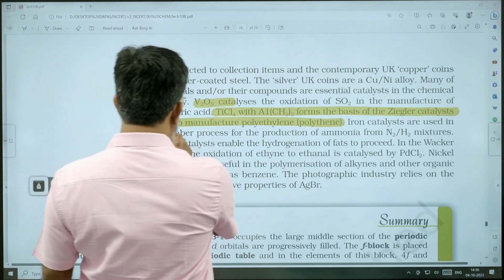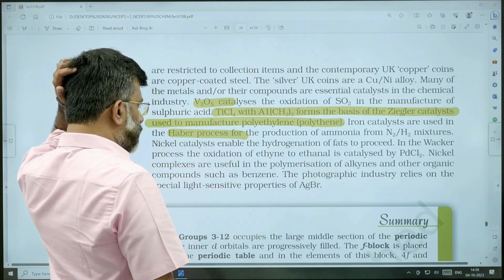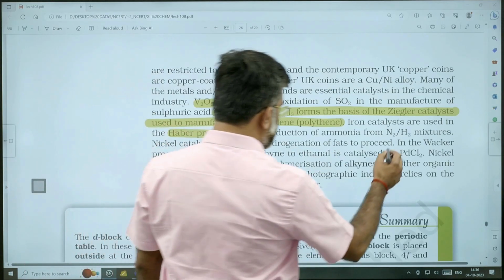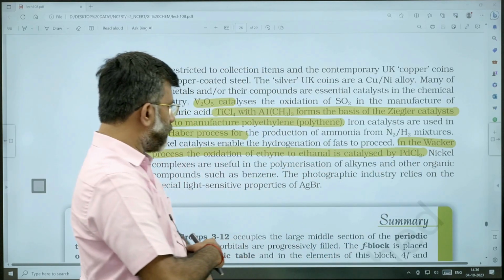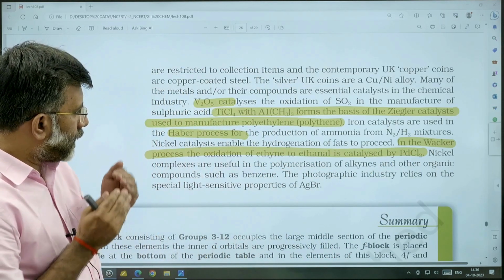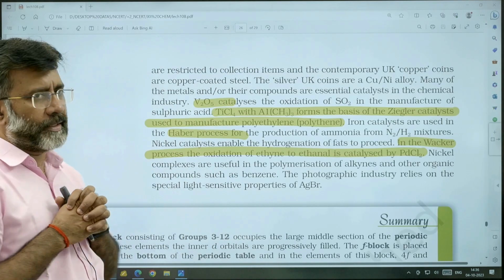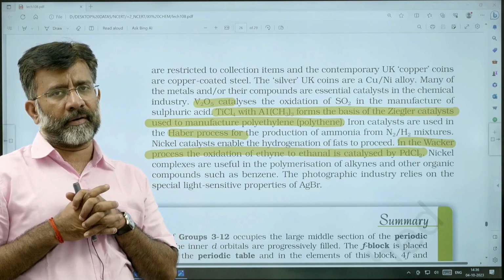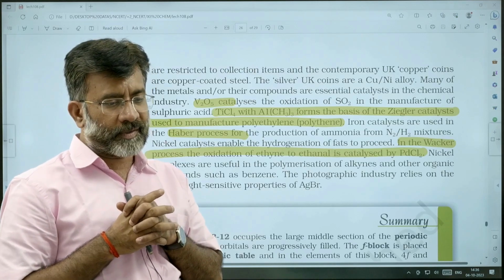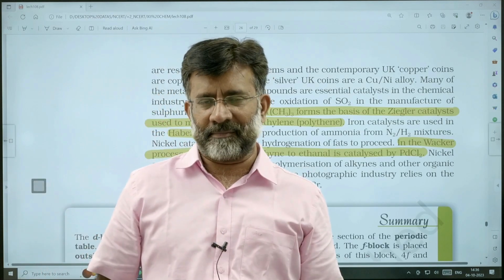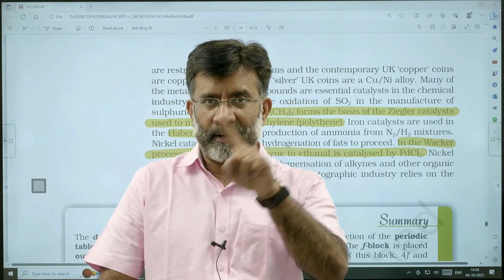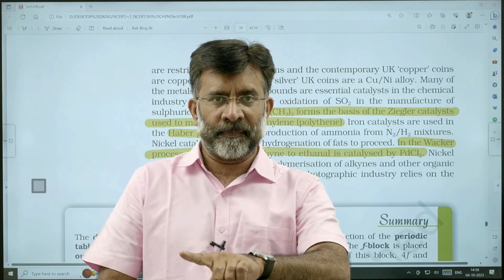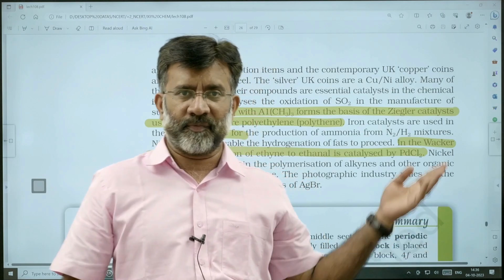This already all of you know, Haber process, iron used. This is another process, another important one. Wacker process: oxidation of ethene to ethanol catalyzed by palladium chloride. Wacker process came for exam multiple times. It is not dealt in organic reactions, but the question came from this area.